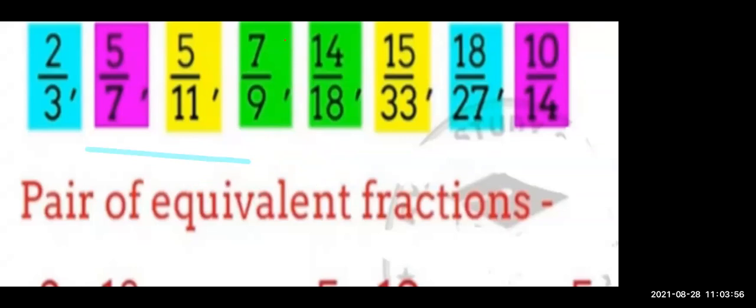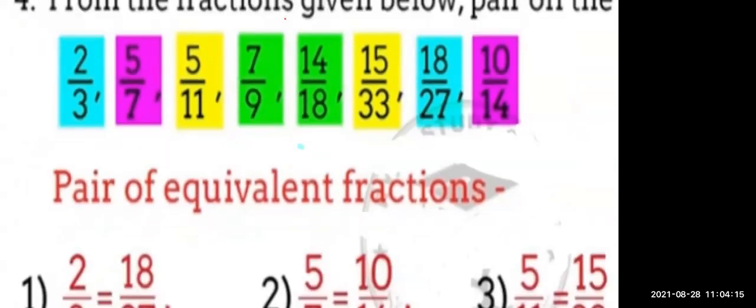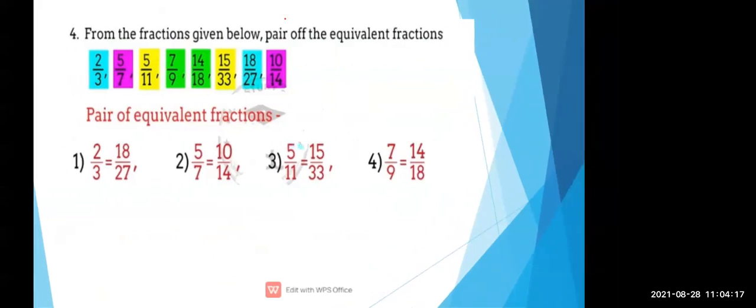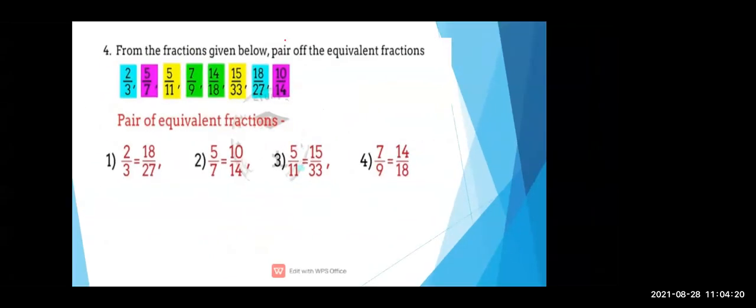Yes, very good. 2 upon 3 के साथ मुझे कौन सा लेना है pair? Okay. It will be 18 upon 27. Wait, I'll show you how. See here, 2 upon 3. It is 2 upon 3. And uska pair I have taken that is 18 upon 27. How I have taken that? That I will show you.